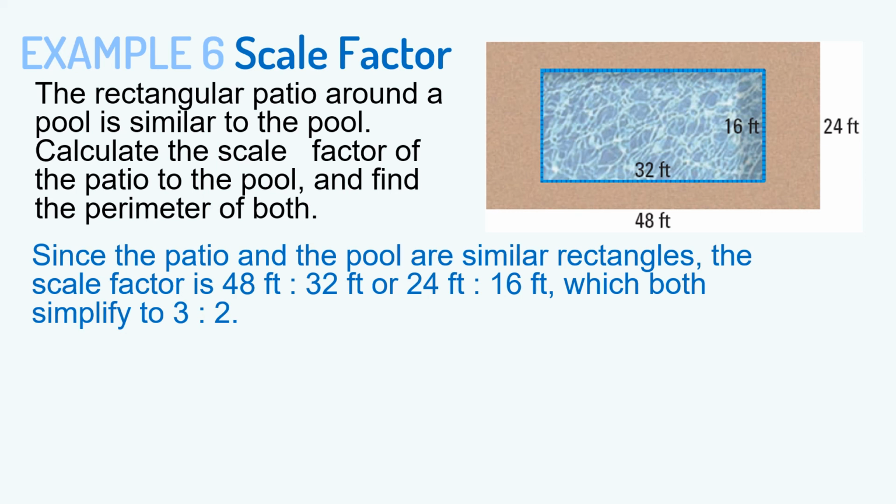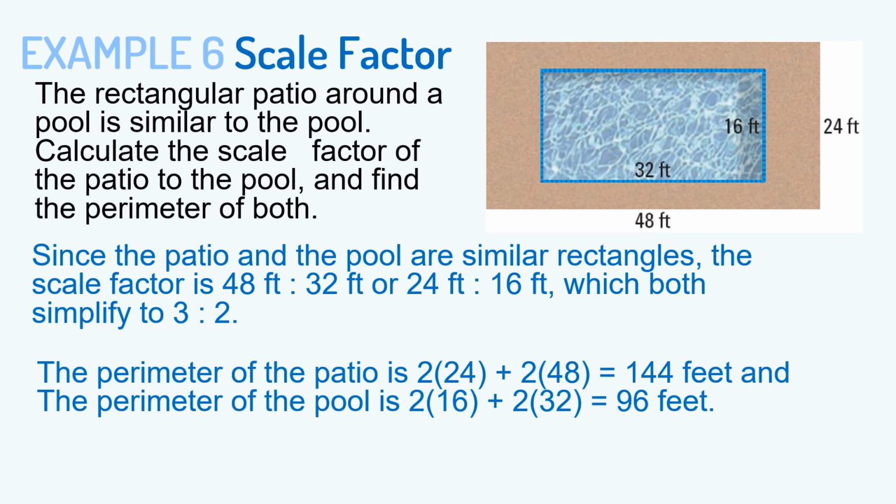And what about the perimeter? The perimeter is the sum of all the sides of the figure that we have. So the perimeter of the patio, since this is a rectangle, we have from previous knowledge that in a rectangle we have two pairs of opposite sides that are going to be congruent. We know that they are parallel, but in this case we need that they are congruent. So we add twice 24, so 24 plus 24, or 2 times 24, plus 48 plus 48, or 2 times 48. So this would equal 144 feet.